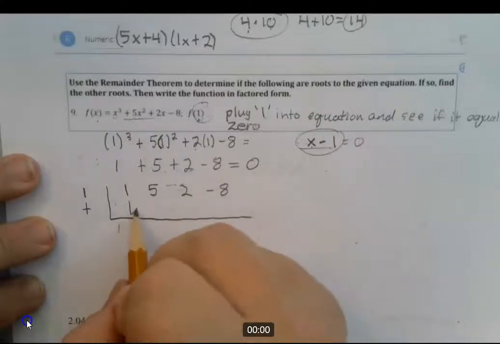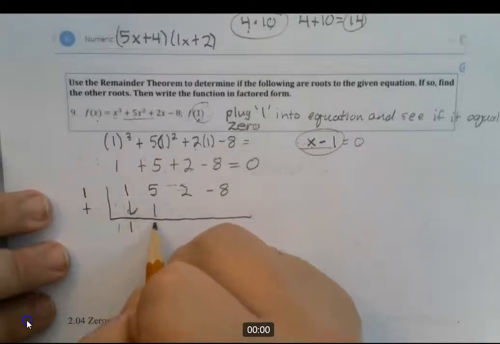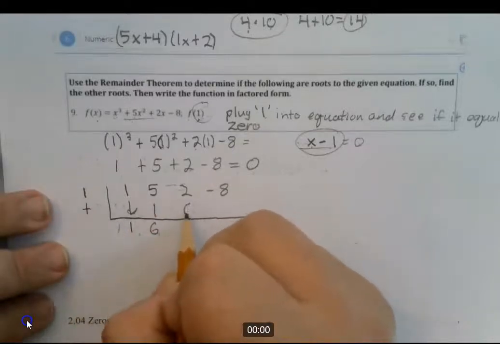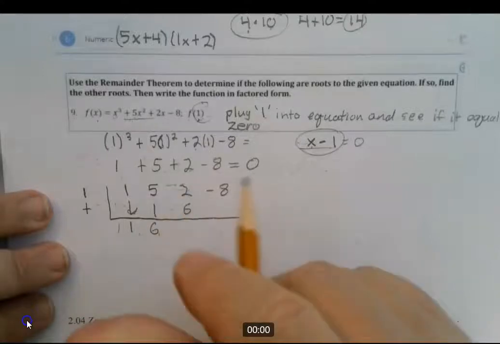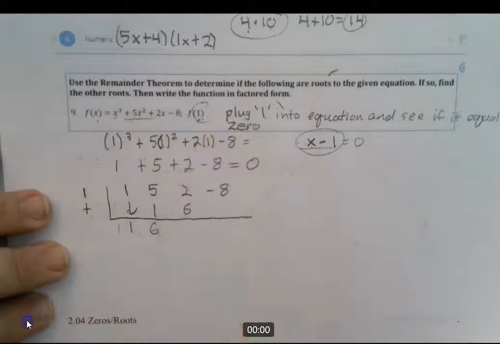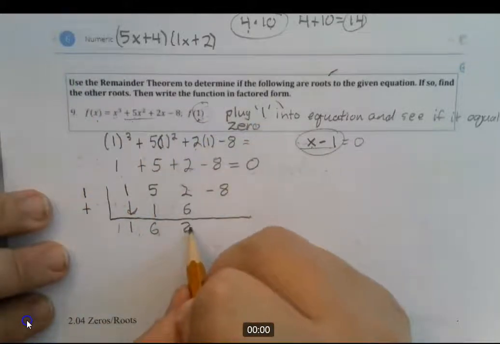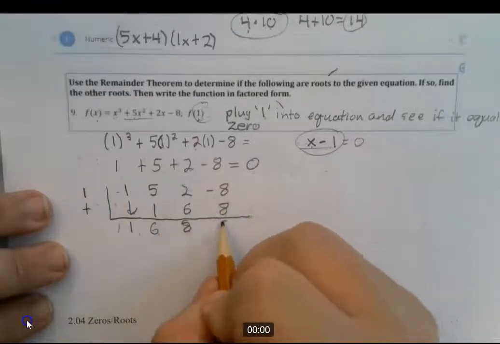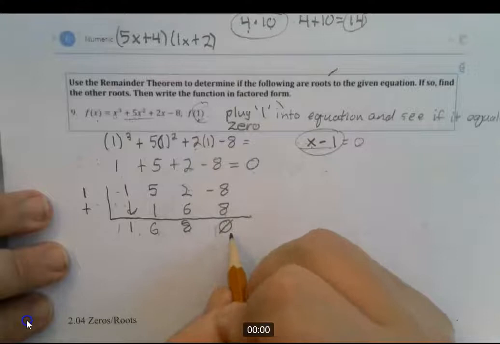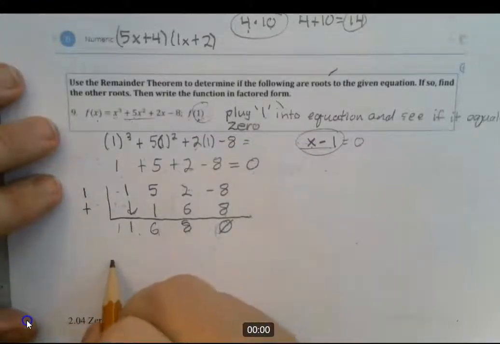Okay, you bring down the first one, becomes a 1. 1 times 1 is 1. 5 plus 1 is 6. 1 times 6 is 6. 2 plus 6 is 8. Let me be clear on that. 2 plus 6 is 8. 1 times 8 is 8. And negative 8 plus 8 is 0, so indeed there's no remainder there. So now we go ahead and form our quadratic.